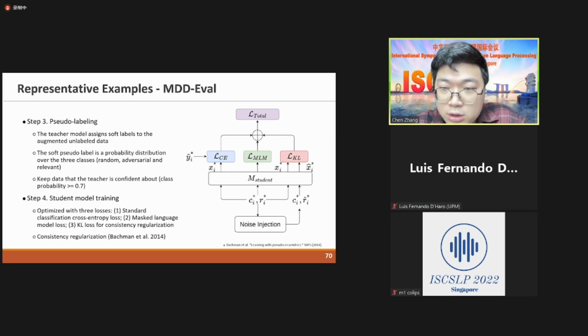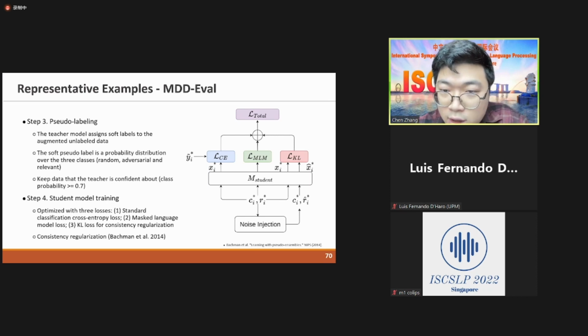The masked language modeling loss enables the student model to adapt to the pseudo-labeled dataset. Then the KL divergence loss, which is a common technique for self-training to regularize the training process. So we introduce some noise to the response, and we also keep the original response. We try to force the model to make the same prediction for the noised version and the original version, so we minimize the KL divergence. So we train this model in an end-to-end manner.